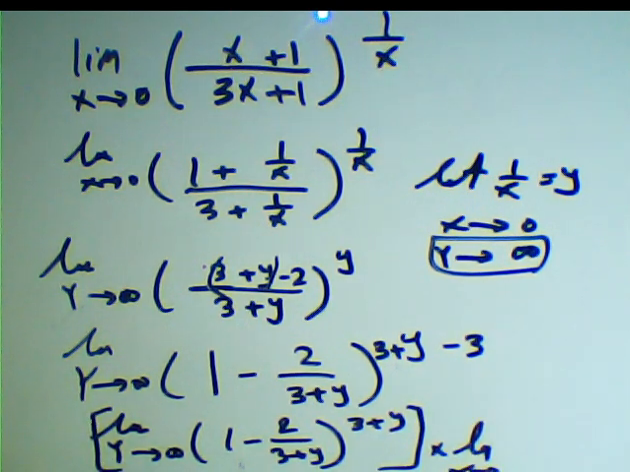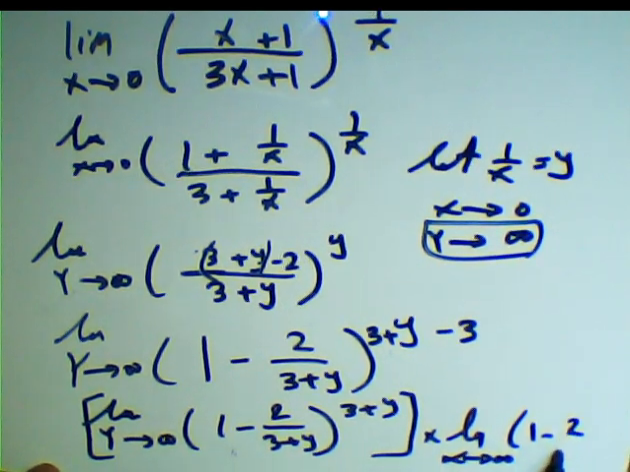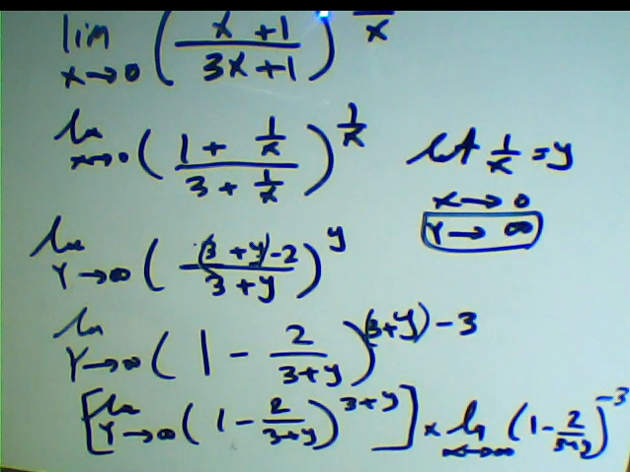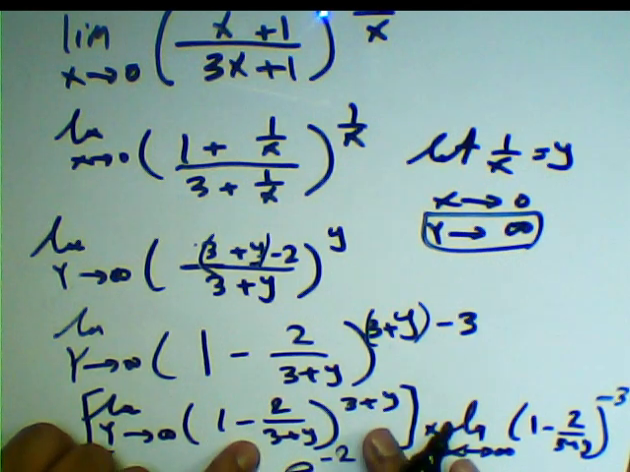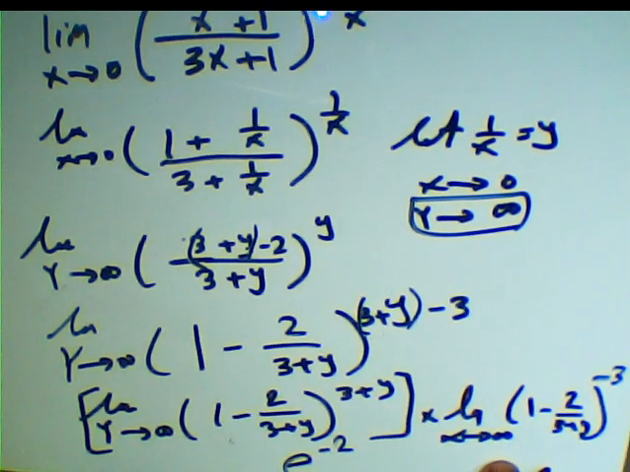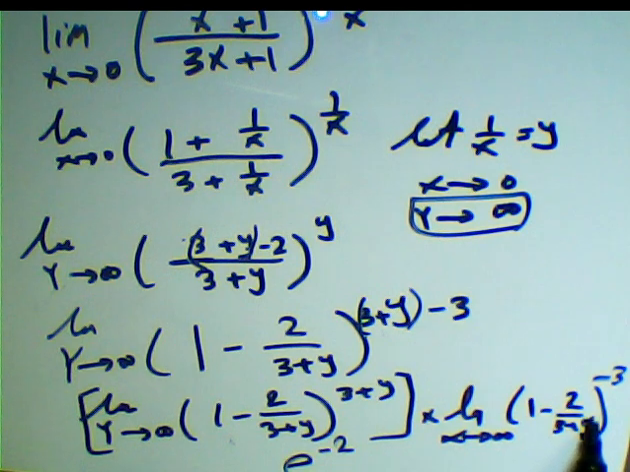multiplication by the limit when y approximates to infinity about the function 1 minus 2 over 3 plus y all power negative 3. I write this power here to find the result. This result will be e power negative 2, because the base here equals the power. And the result here equals 1, because 2 over infinity equals 0, 1 minus 0 equals 1, 1 power negative 3 equals 1. The result will be e power negative 2 for this example.